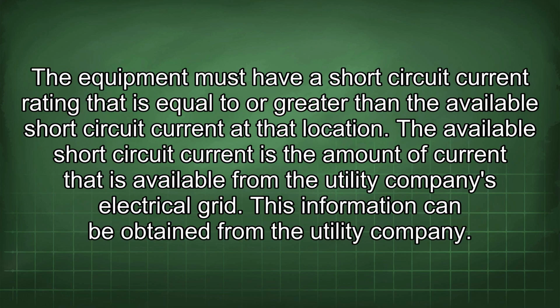The equipment must have a short-circuit current rating that is equal to or greater than the available short-circuit current at that location. The available short-circuit current is the amount of current that is available from the utility company's electrical grid. This information can be obtained from the utility company.